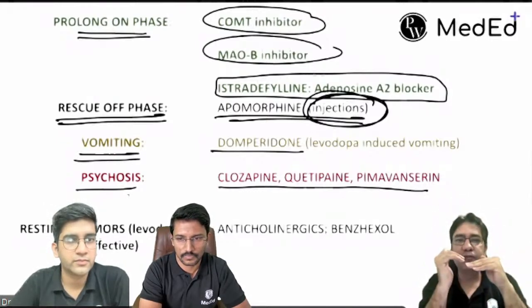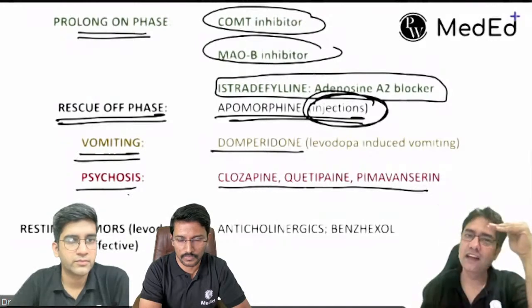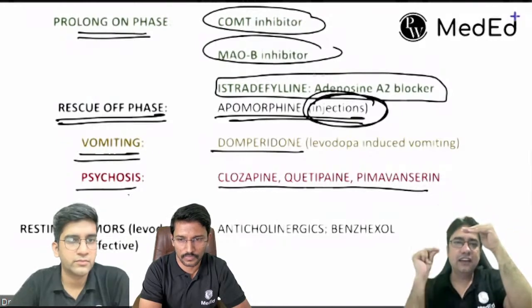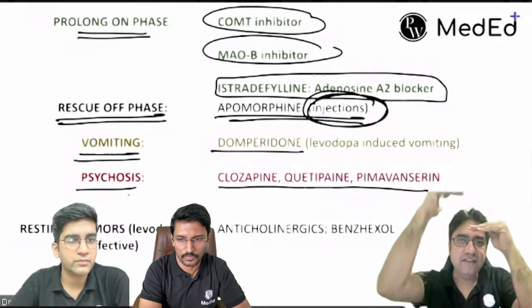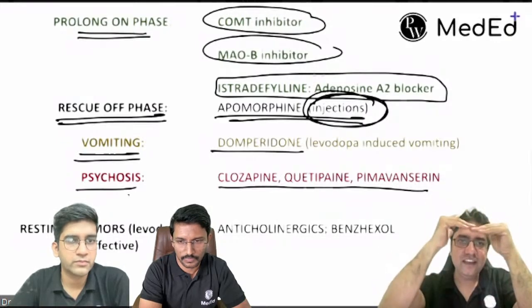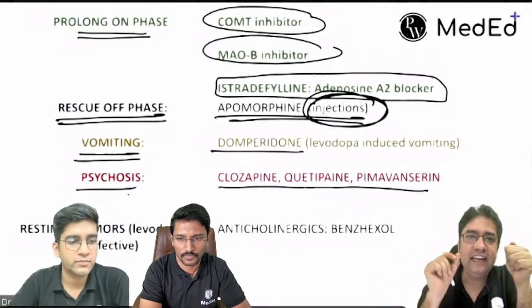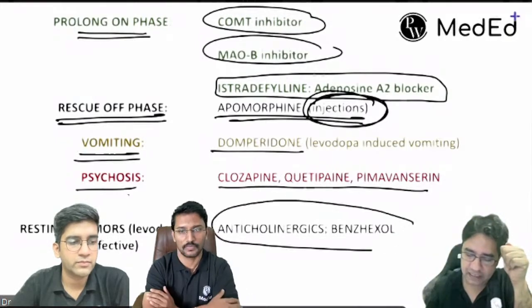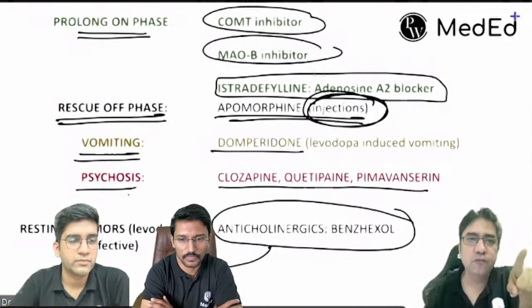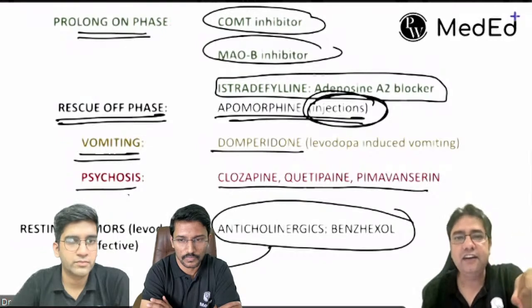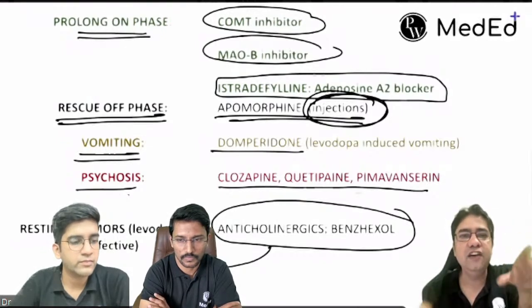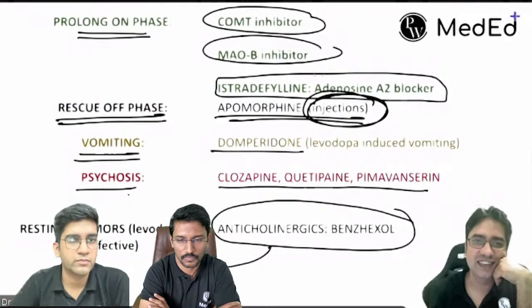So if levodopa, by increasing dopamine level, cannot control resting tremor, can you think what we can do? Can we reduce the level of acetylcholine? Yes. So we give anticholinergic drugs like benzhexol with levodopa to control resting tremors in primary or neurodegenerative Parkinson's disease.